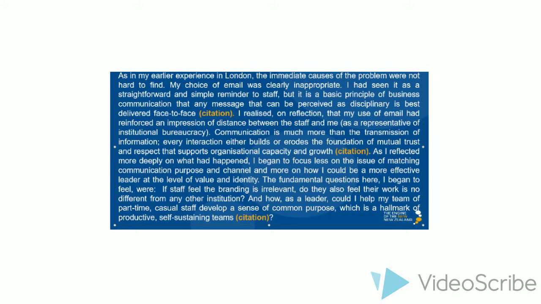Okay, so as I said earlier, there can be switching between past and present. Most of this is written in the past, but there is something in the middle here which is talking about general theory, so that is written in the present. You see, communication is. Every interaction builds, erodes, etc. Okay, but here most of the rest of it is in the past. But again, we have an example of a couple of questions coming up towards the end.